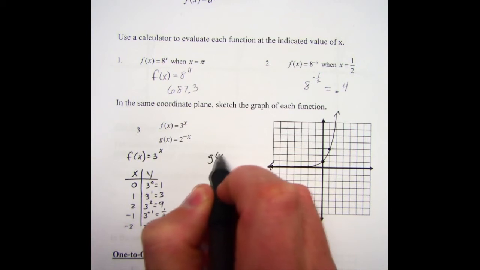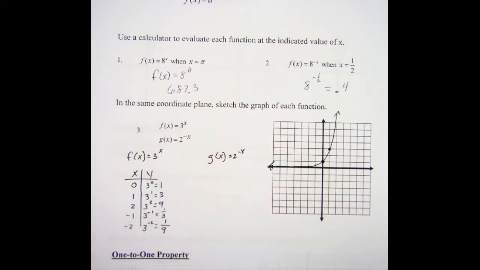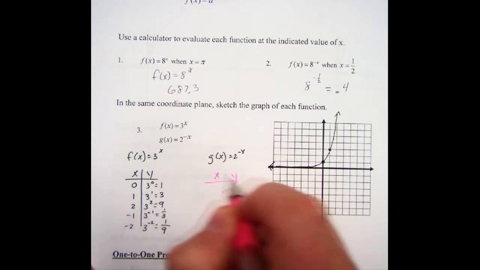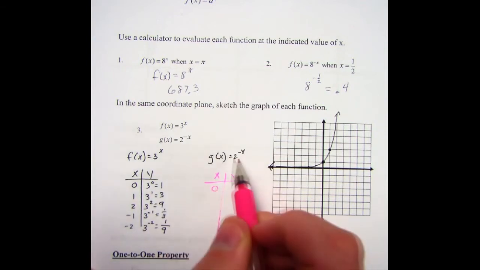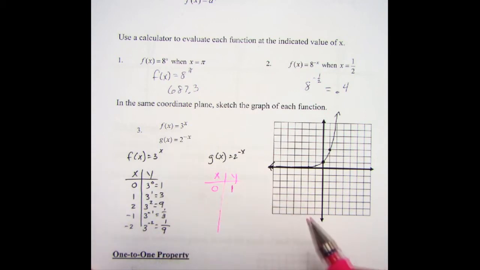So let's look at the other function. I'm going to get my other pen out here, my nice pink pen. So let's figure out what x and y is on this one. Okay. So if I plug in 0, again, 2 to the negative 0 power is just going to be 1.